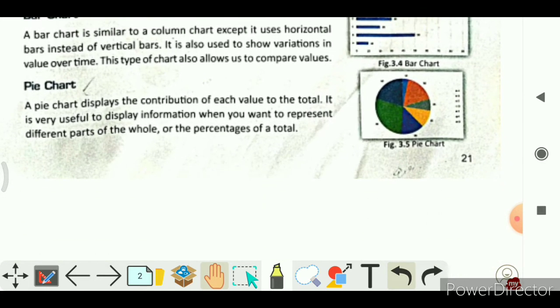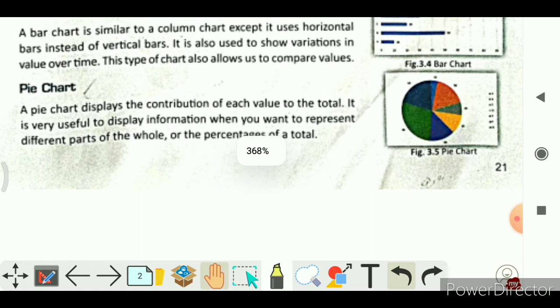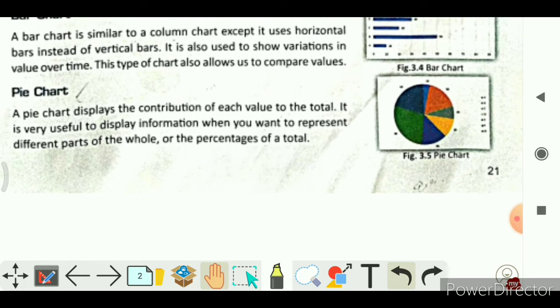Now the next chart you can see here is the pie chart, right? This is a very interesting and very good chart. Here a pie chart displays the contribution of each value to the total. It is very useful to display information when you want to represent different parts of the whole or the percentage of total.